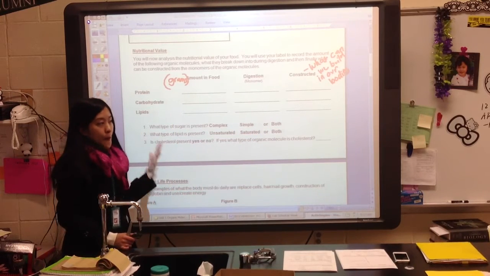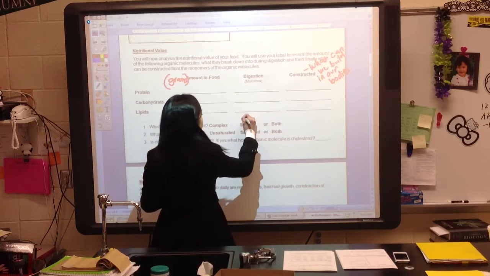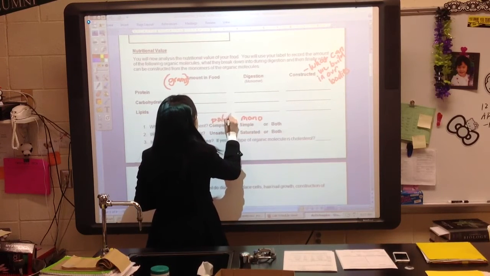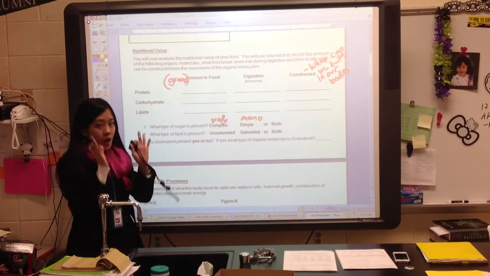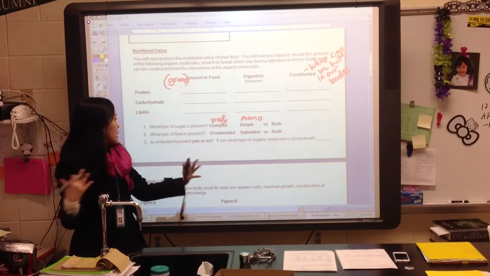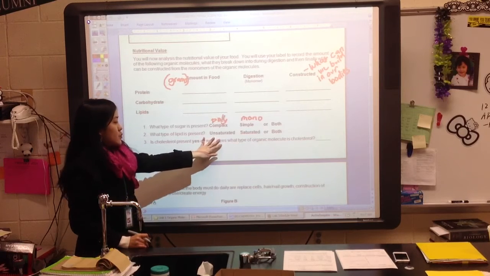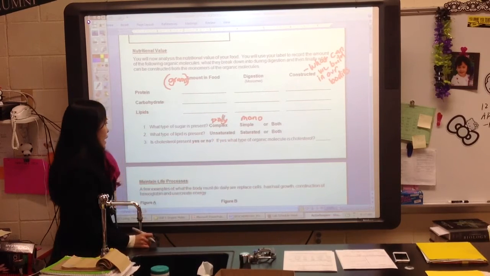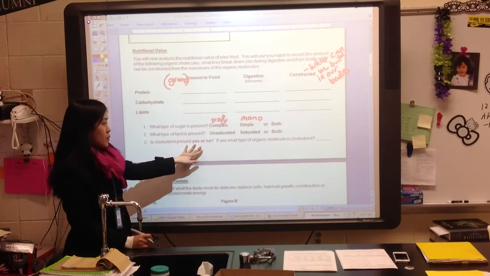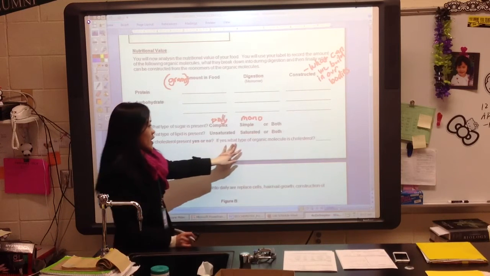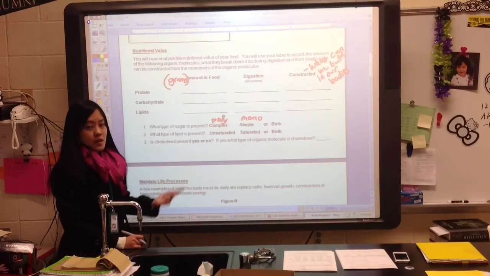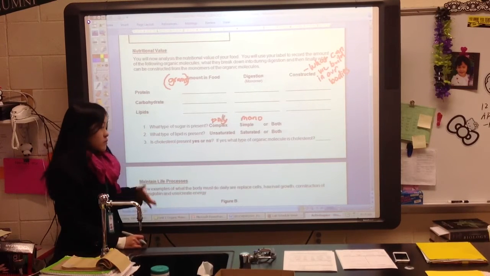So thinking about monosaccharide for simple, or polysaccharide for more complex, mono meaning one, poly meaning many. What type of lipid is present, unsaturated or saturated? You'll want to go back to your notes and look at that. Is cholesterol present, yes or no? If yes, what type of organic molecule is cholesterol? Is it a carb, lipid, protein, nucleic acid?